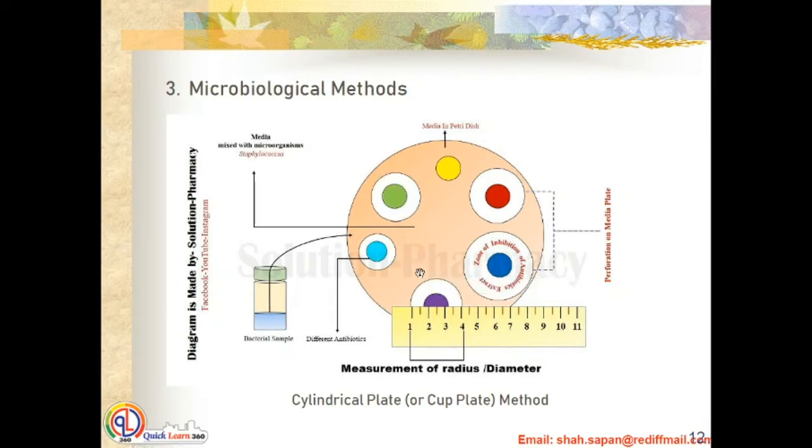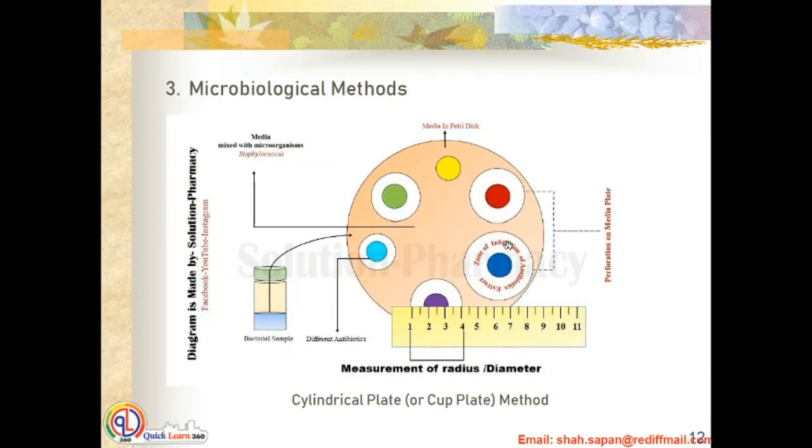So the bacterial sample placed in this petri dish is Staphylococcus. Now we will take different antibiotic samples and place them in the cups or cylindrical cavities placed inside this petri dish. So these are antibiotics 1, 2, 3, 4, 5 and 6. We will incubate this petri dish for about 24 hours, and after 24 hours of incubation, we will analyze the petri dish for the formation of the zone of inhibition.